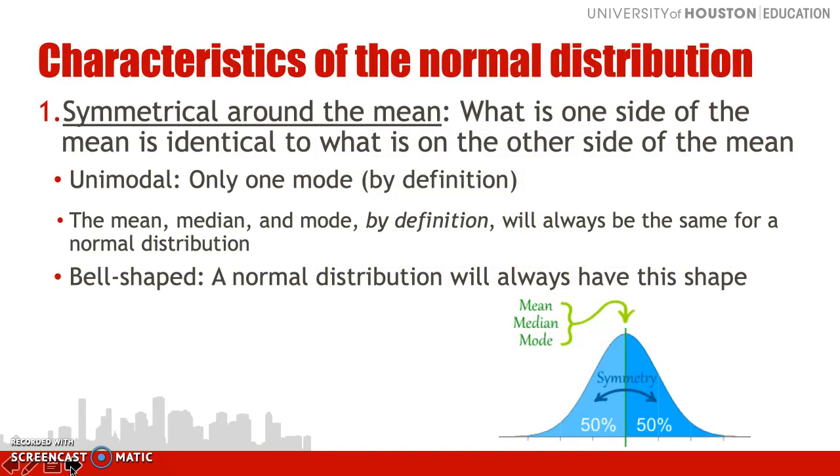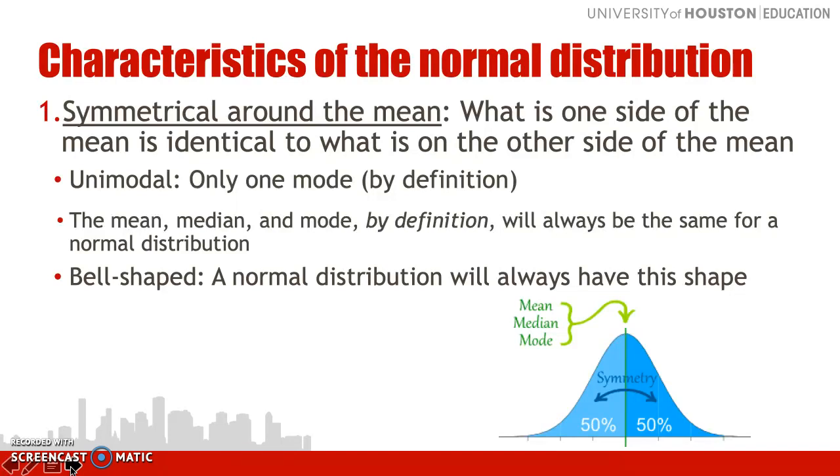The normal distribution has a couple of neat characteristics that make it unique, and we're going to go through each of those. The first is that a normal distribution is symmetrical around the mean. And so obviously what that means is that what's on one side of the mean, which is in the middle, is identical to what is on the other side of the mean. That also means that it's what we call unimodal, which just means that there's only one mode. Remember, the mode is the most frequently occurring observation. So there's only one. Sometimes in a distribution, there will be more than one. In a normal curve, there's just one.